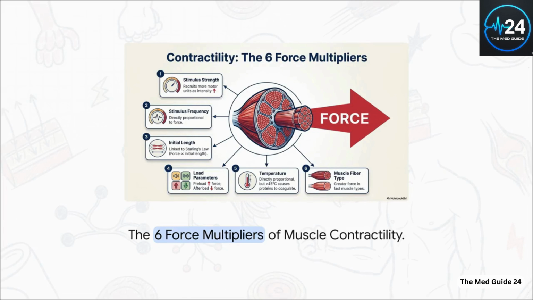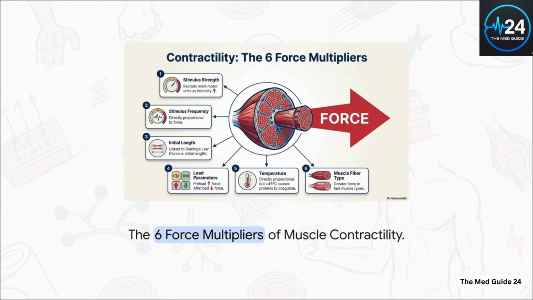Now, the raw pulling power of a muscle isn't just some random output. It's strictly governed by these 6 force multipliers. Stimulus strength recruits more motor units, stimulus frequency directly scales the force, but pay really close attention to number 3, initial length. The force of contraction is directly proportional to the initial length of the fiber. Does that sound familiar? It should. It perfectly links back to Starling's law of the heart.